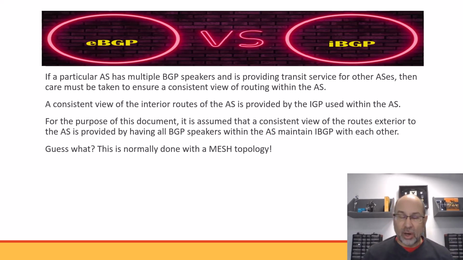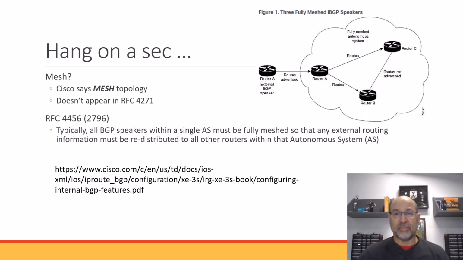Oh, okay. So this is really about transit ASs and establishing what your topology or your connectivity is inside your AS, so that you can connect each other to all of the other external ASs that you might have. And then guess what? We normally do that with a mesh topology between iBGP speakers. Hang on a sec. Mesh topologies?